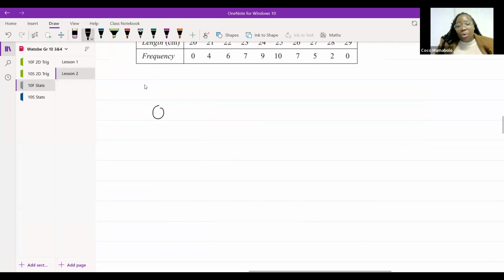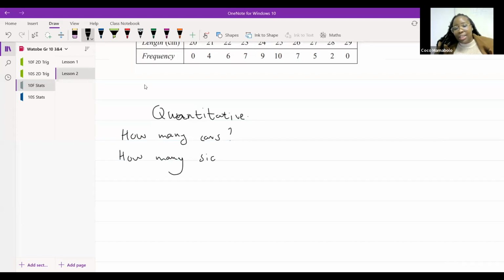All right. So quantitative would be like the questions that we were just doing, where we have a set number. We're asking how many cars do households have? We're going to get a numerical value out, right? When we ask how many sick days did people take from school? That's going to be quantitative because it comes from the word quantity.